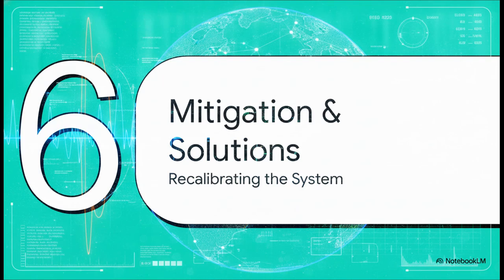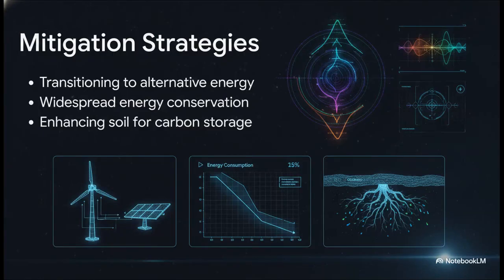Okay, let's move to our final section, Section 6, Climate Mitigation and Solutions, Recalibrating the System. Knowing the mechanics of the disruption is powerful because the scientific data actually points toward really clear, actionable mitigation strategies. First and foremost, we need to leave fossil fuels down in the slow geological cycle where they belong, transitioning our power grids to alternative, non-combustion sources like solar and wind.